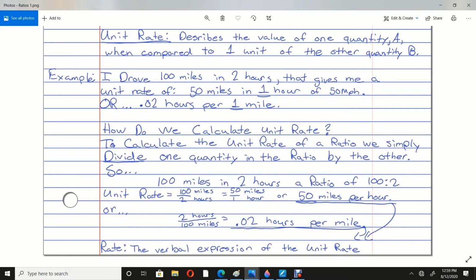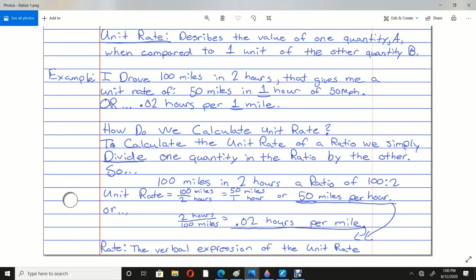Now we're going to get into this first week's lessons. To calculate the unit rate of a ratio, simply divide one quantity in the ratio by the other. So, for example, if I wanted to find the unit rate of miles to hours in the example that we've been using, I drive 100 miles in 2 hours. That gives us a ratio of 100 to 2. The unit rate we could say is 100 miles over 2 hours. Well, we want that as a whole number and not a fraction, so we'll just divide 100 by 2. That'll get us 50 miles in 1 hour.